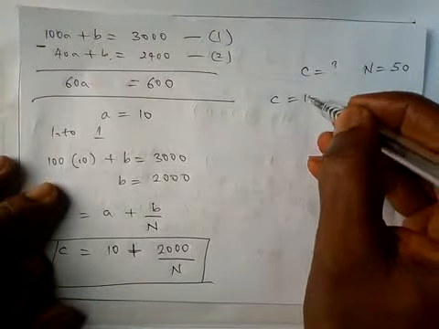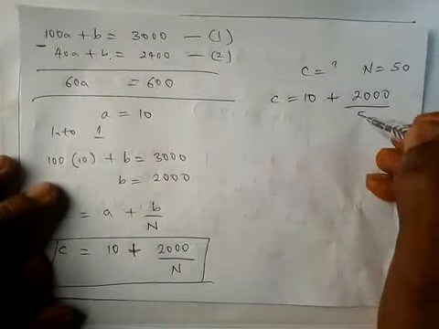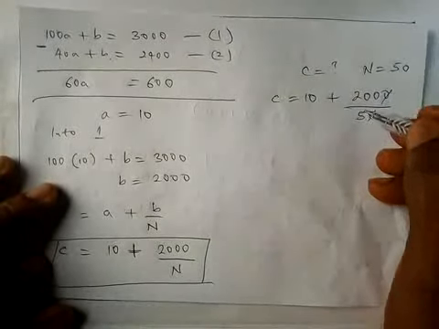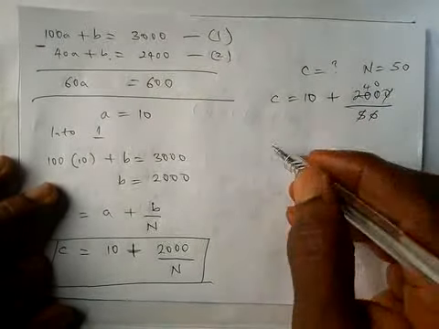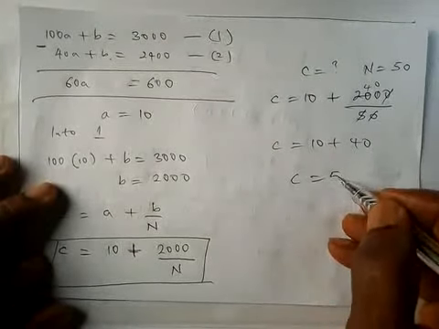So I want to get c. 10 plus 2000 over n, now n is 50. 0 cancels 0. This here is 40. So c is 10 plus 40. So c is equal to 50.